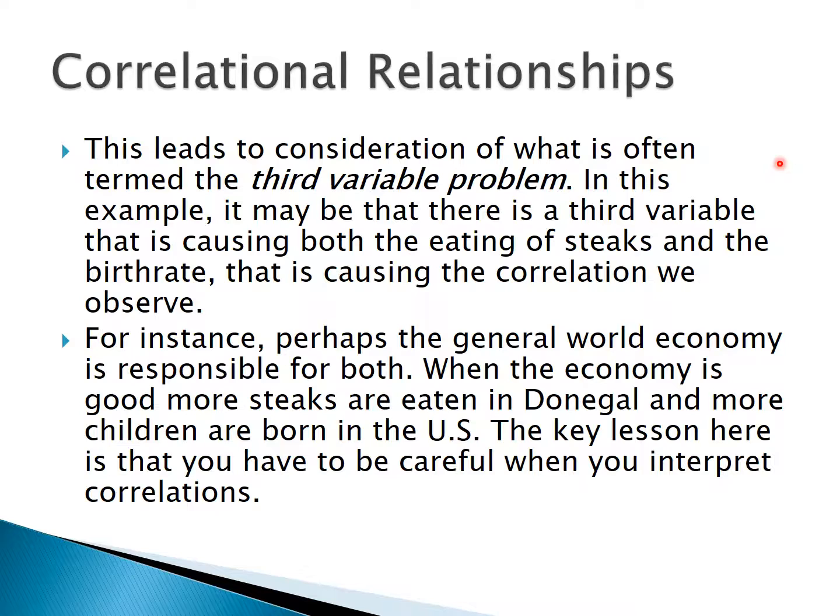So when the economy is booming, people in Donegal eat more steaks. When the world economy is booming, there are more children born in the US. So the third variable in this case would be the world economy. The world economy happens to be causing both the number of steaks being eaten in Donegal and also the number of babies being born in the US.